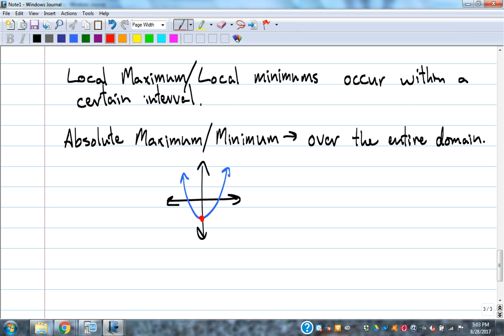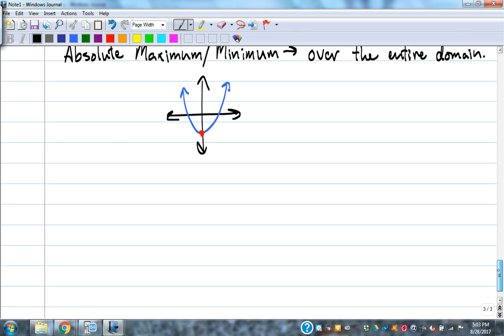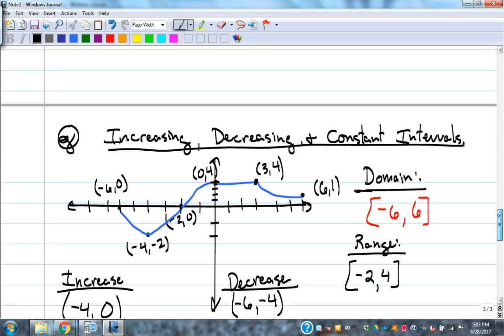Okay, all right. So let's look at a problem or an equation and use our graphing calculator to help us kind of figure out some of this stuff. So, what letter we're on here? H.